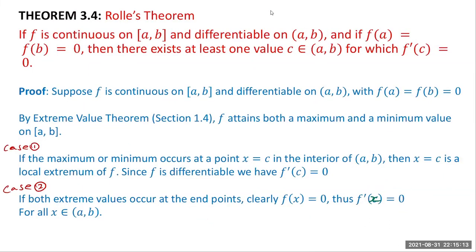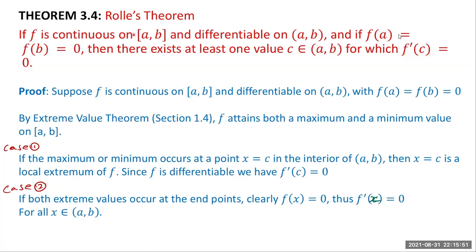Okay, next, I want to talk about Rolle's theorem. I want to go over Rolle's theorem. Here is the statement for Rolle's theorem. By the way, this is theorem 3.4. If f is continuous on the closed interval and differentiable on the open interval a comma b, and if f of a is equal to f of b is equal to 0, then there exists at least one c between a and b for which f prime of c is equal to 0.